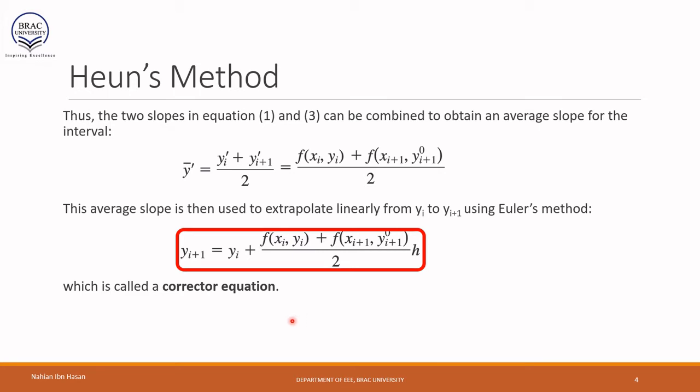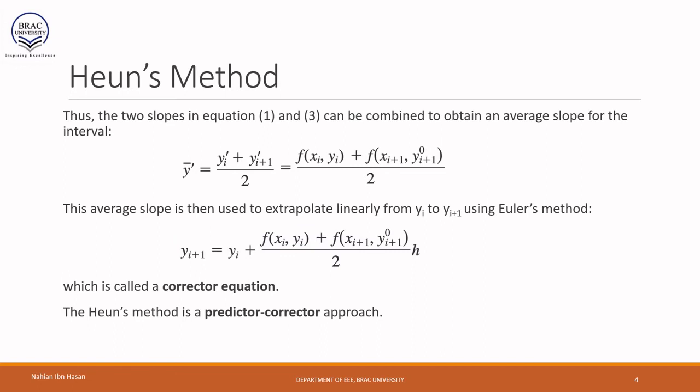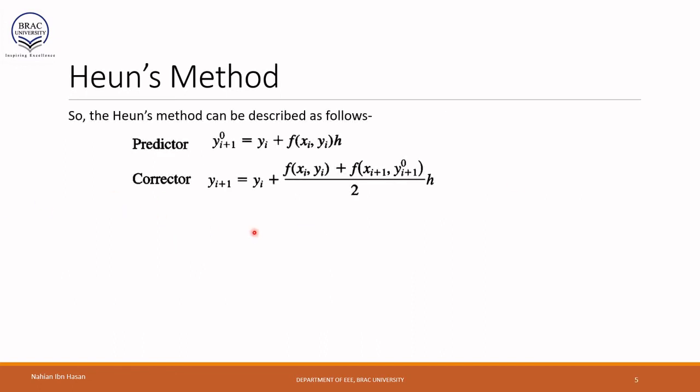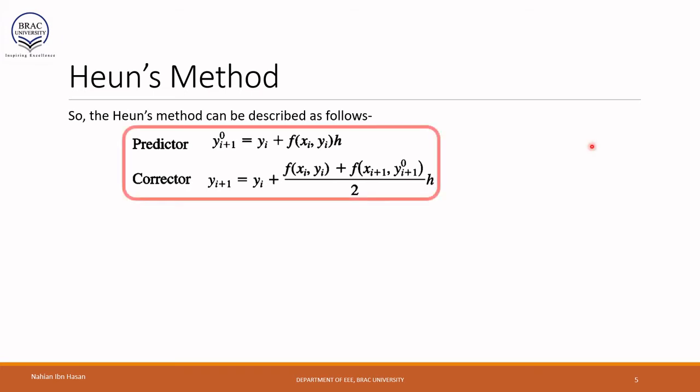The previous intermediate equation, the intermediate result that we were calling the predictor equation, but now this is the corrector equation. Okay, so Heun's method can be easily represented as a summary using the predictor equation and the corrector equation. So this is the overall Heun's method.